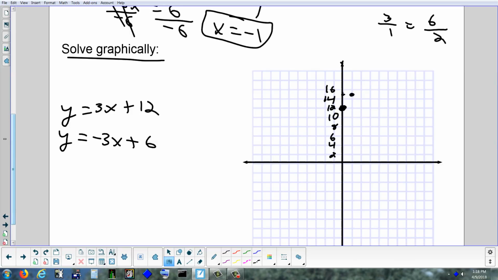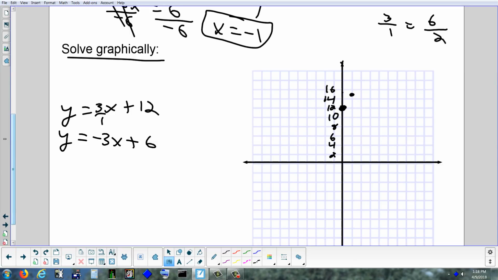Where'd you get 3 over 1? That's the slope. Where'd you get the 1 from? You just make it a fraction. What sign is that up top? Okay, so now I'm going to do it again. Up 3 from 15 is how much?